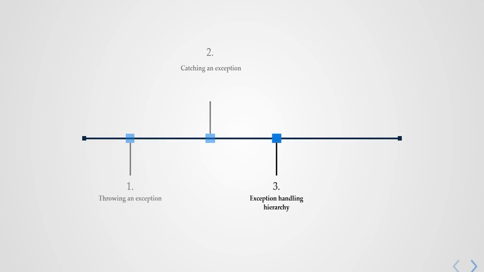Now let us go about the 4 steps that we have here. The first thing is throwing an exception. So we try that in the try block and then we catch it in the catch block. You can see here, right? Catching an exception. Then the hierarchy, you need to know that, as I showed you in the code.